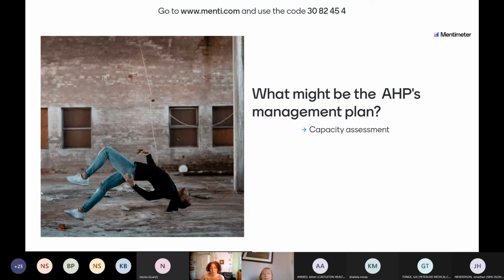Okay, so what might the management plan be? Obviously, your OTs and your paramedics are able to do capacity assessment. Is this new onset as a result of an acute medical problem, or is there actually a capacity issue? She is 84. Has she got any dementia? Is this long term? If it's an acute onset because she's got an infection, the paramedic might do a urine dip. Has she got a UTI potentially?